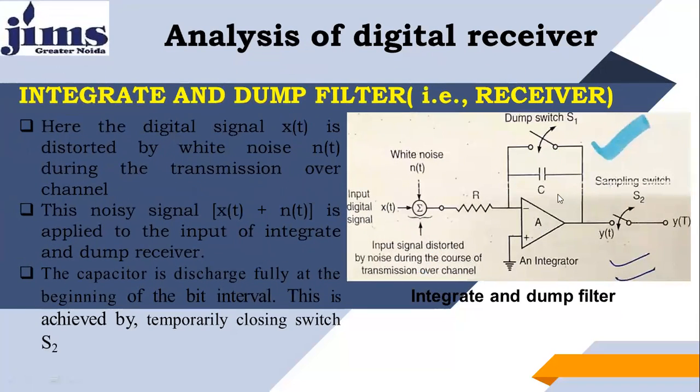Actually, in this integrate and dump filter, look at the name: integrate and dump. Dump means we have to use a dump switch S1. That's why we call it a dump switch, dump filter. Integrate means this particular receiver uses an integrator circuit. So the name of this receiver, integrate and dump filter, is because there is an integrator in the circuit and there is a switch which we call a dump switch. That's why we call that receiver or filter an integrate and dump filter, right?